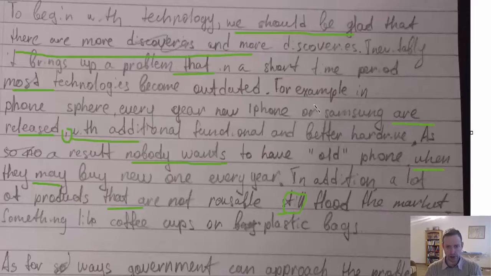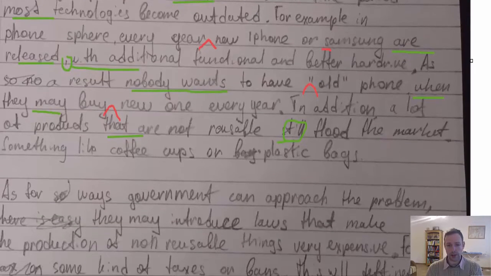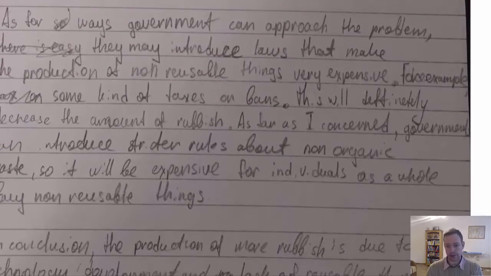In a short period, most acknowledged, for example. Well, Samsung should have a capital letter. Every year, new iPhone. As a result, nobody wants to have an old phone, and they may buy a new one. In addition, a lot of products that are not reusable still flood the market, something like coffee cups. Okay, so it's the same really. They've got a range and they've got, at times, minor mistakes with articles. So quite good so far.